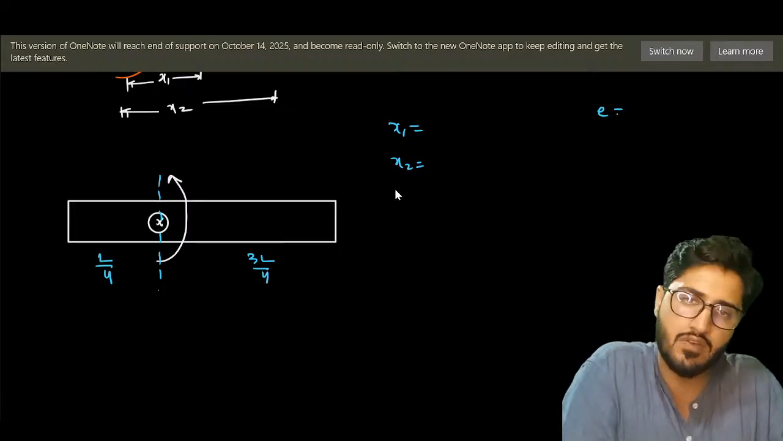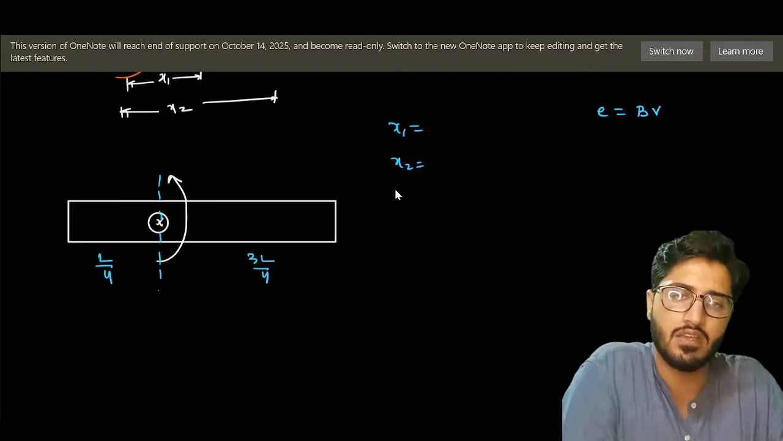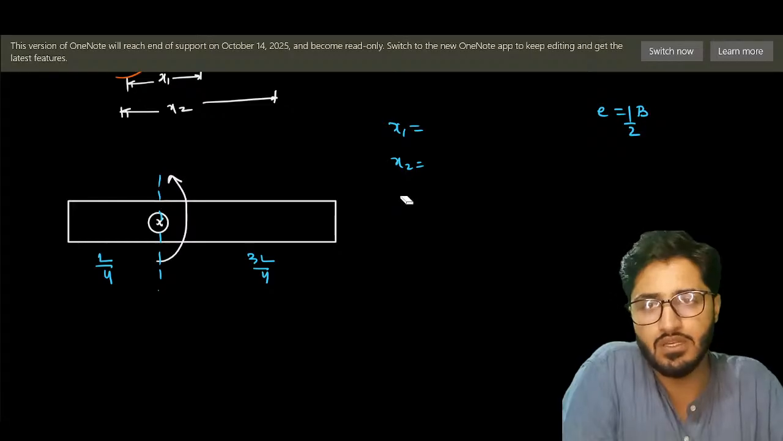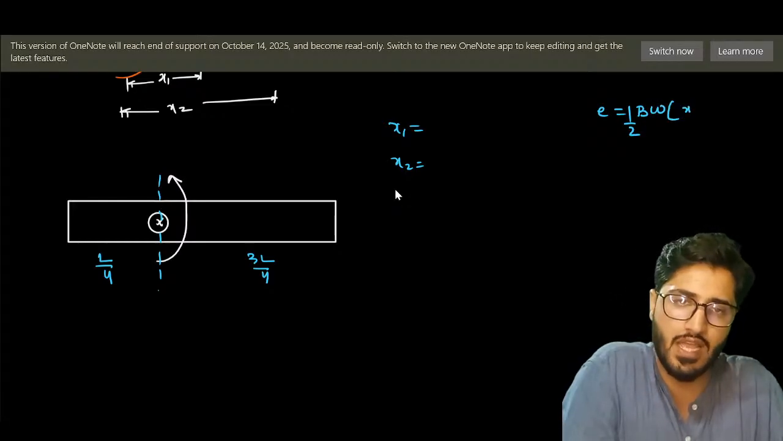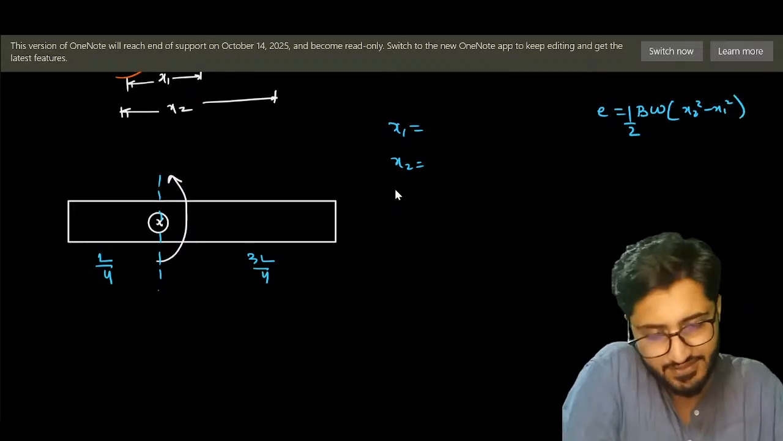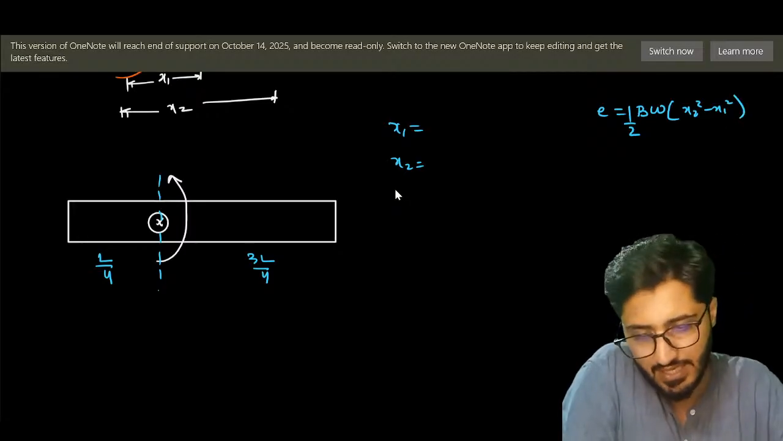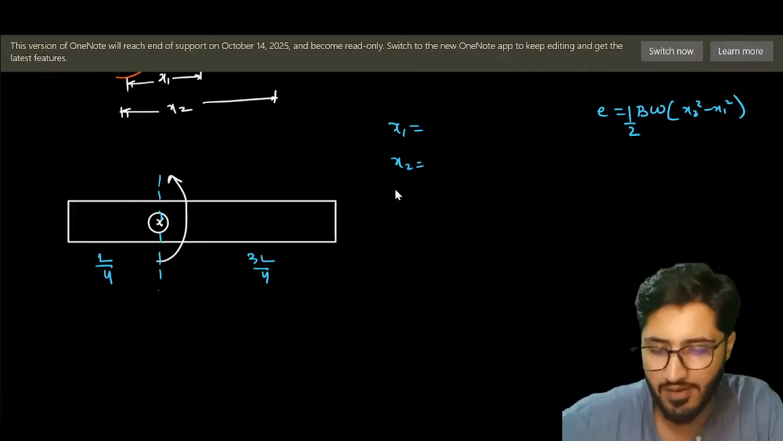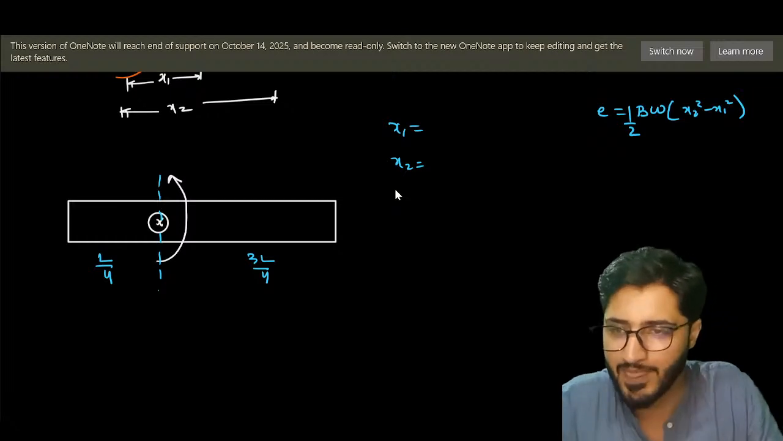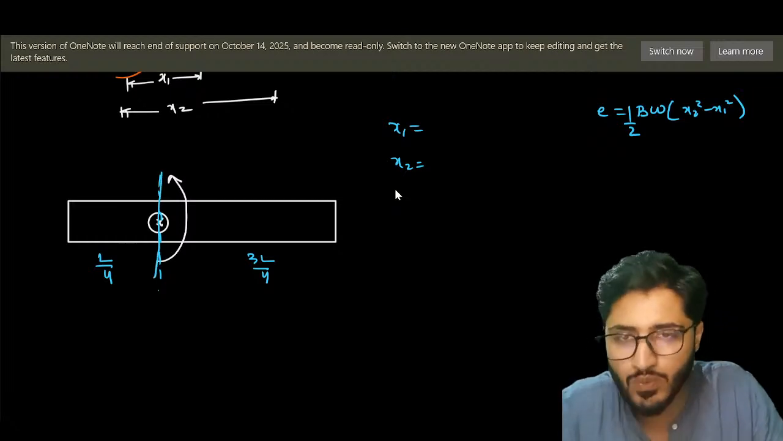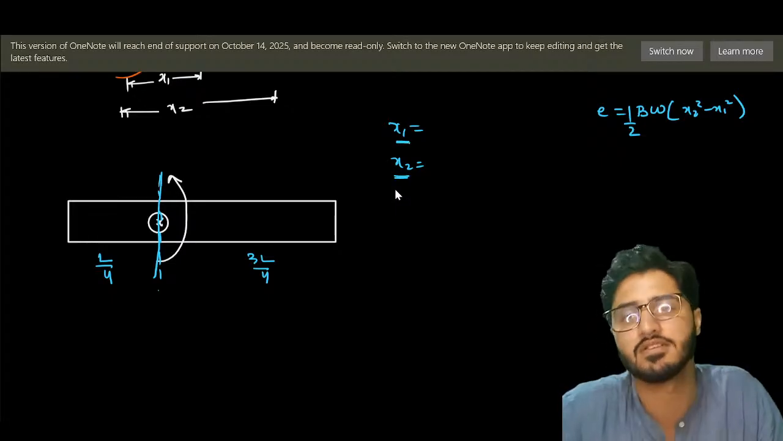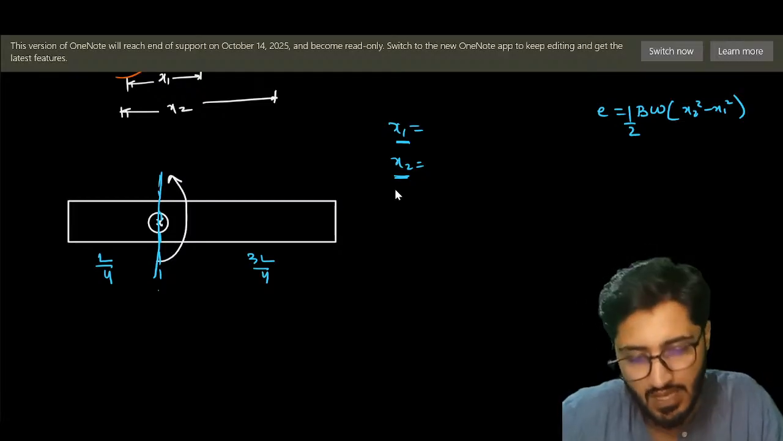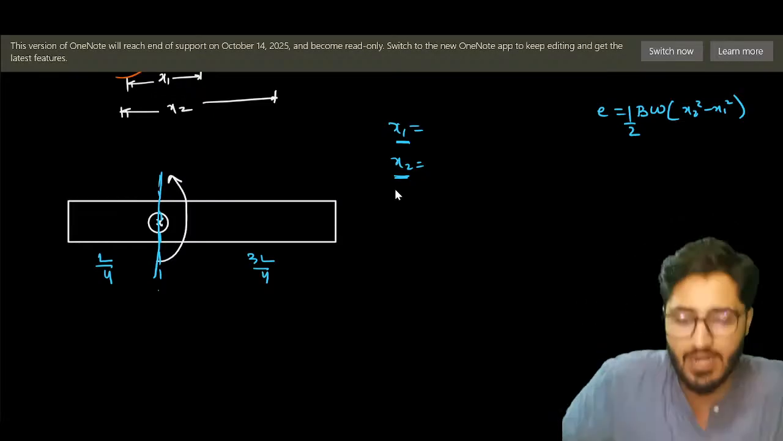We know the formula E equals BV. It is 1 by 2 B omega L square, that is, x2 square minus x1 square, since we have omega here instead of V. Yes, sir. So x1 and x2 mean the distance from the hinged point to the particular point.